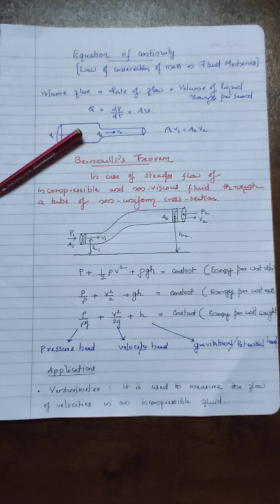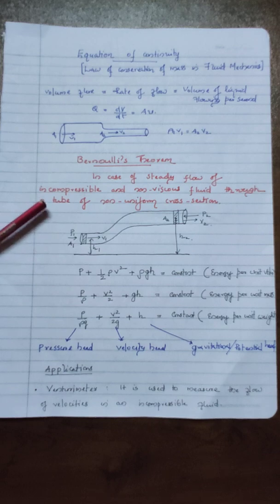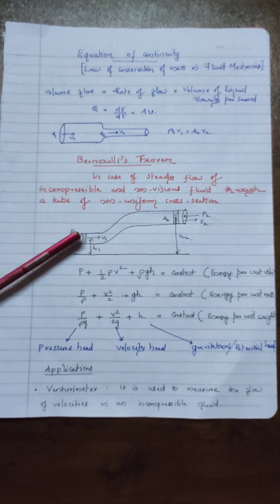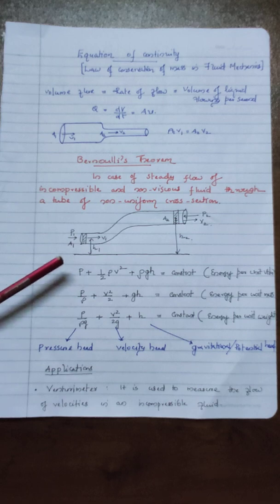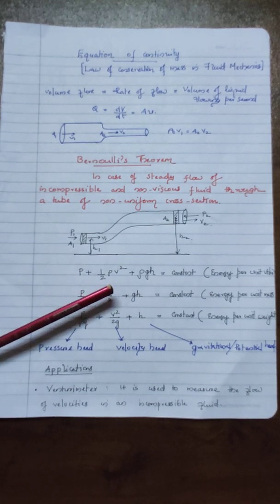Then Bernoulli's theorem, very important in our entrance exams. In case of steady flow of an incompressible and non-viscous fluid through a tube of non-uniform cross-section, look at the figure: from the ground level, two different sections of a tube flow are under consideration at heights h1 and h2. Keep in mind, the total energy is constant, so we have to consider the pressure energy, the kinetic energy and the potential energy as a constant.